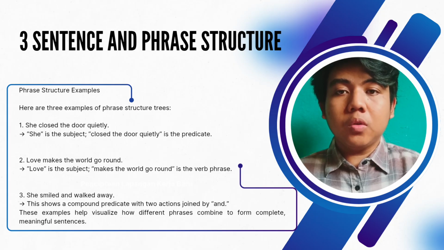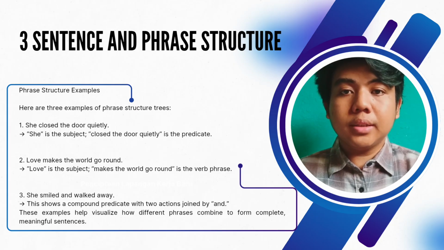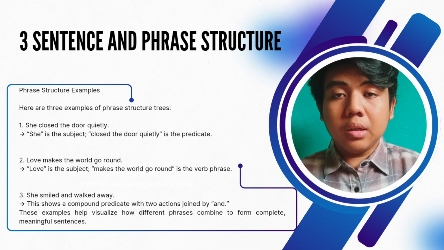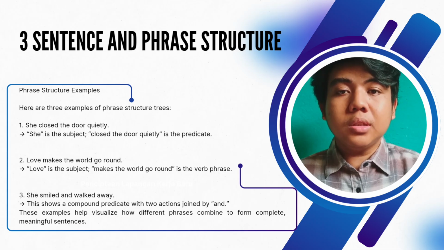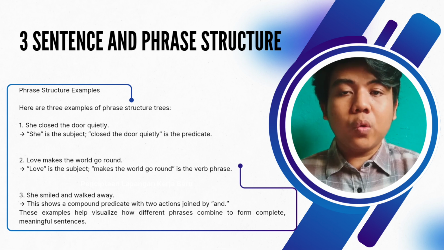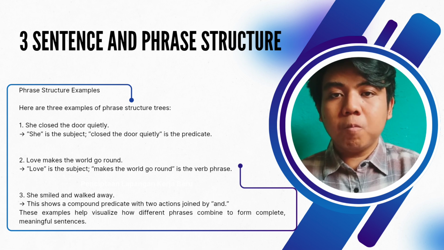The next is about phrase structure examples. Now let's look at some phrase structure examples. I chose the first sentence: she closed the door quietly. Here, she is the subject, and closed the door quietly is the predicate.